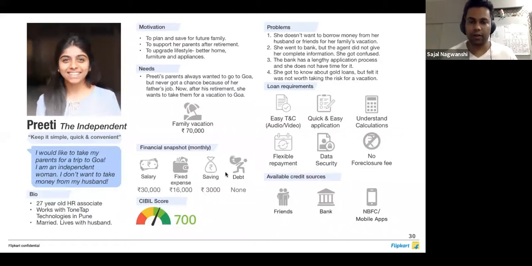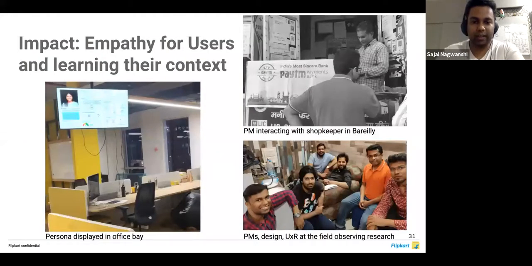So we created a whole character, the background story, so that the stakeholders in our team get to know her very well. And the reason for that is because as human beings, we can empathize with another human being or another living person. Right. So what happened with that is that eventually led to the whole team getting more in the shoes of the user. So one such example was that the persona was displayed in the office bay.